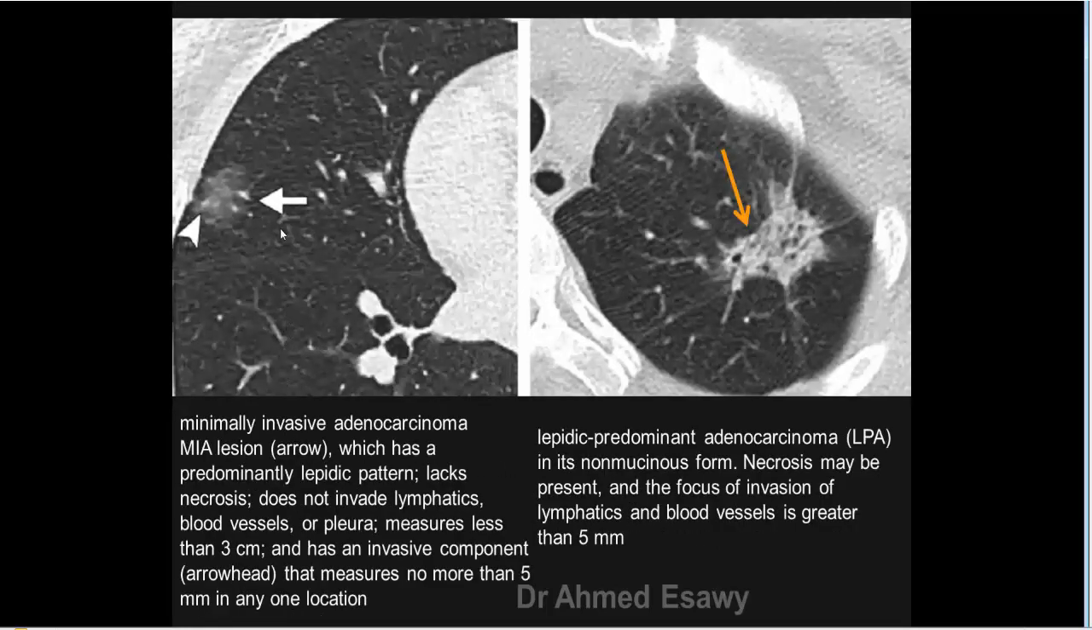This is minimally invasive adenocarcinoma. The lesion has a predominantly lepidic pattern, lacks necrosis, does not invade lymphatics, blood vessels or pleura, measures less than 3 cm, and has an invasive component that measures no more than 5 mm in any direction. This is lepidic predominant adenocarcinoma, LPA, in its non-mucinous form. Necrosis may be present, and the focus of invasion of lymphatics or blood vessels is greater than 5 mm.